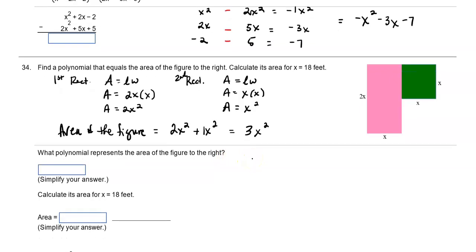Now, we're going to calculate its area for x equals 18. So we're going to take the 3x squared, plug in where x is 18, and simplify from here. So we have 3 times 18 to the second power. So we're squaring 18, and 18 squared is 324. And 3 times 324 is 972. And the units are in feet, so that's 972 feet squared.